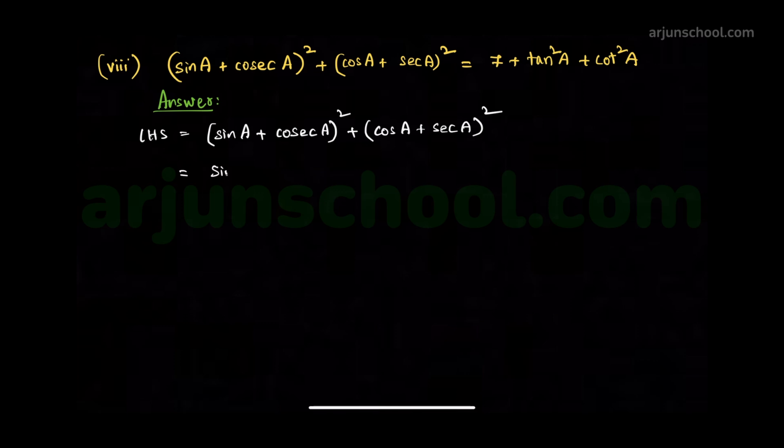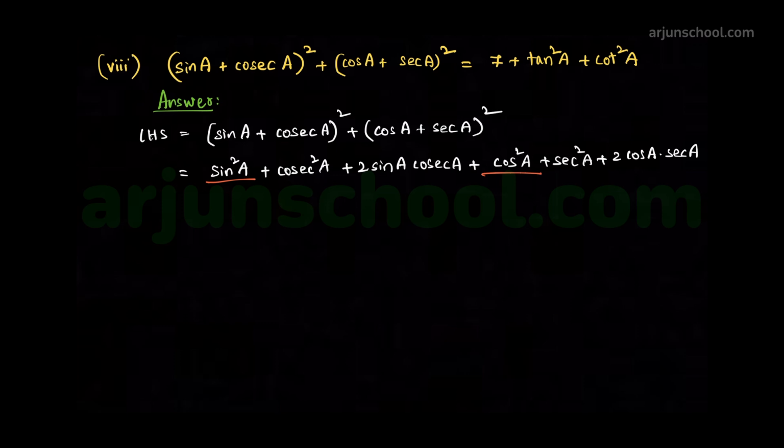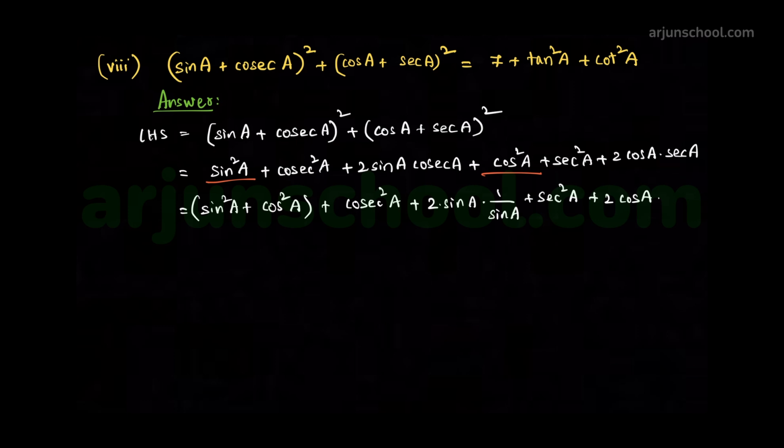Sin A plus cosecant A whole square is equal to sin² A plus cosecant square A plus 2 times sin A cosecant A. Cos A plus secant A whole square is equal to cos² A plus secant square A plus 2 times cos A secant A. Let us bring sin² A and cos² A together. Sin² A plus cos² A plus cosecant square A plus 2 times sin A cosecant A, which can be written as 1 by sin A, plus secant square A plus 2 times cos A times secant A, which can be written as 1 by cos A.